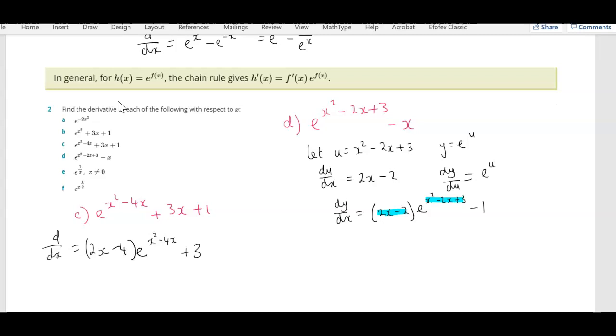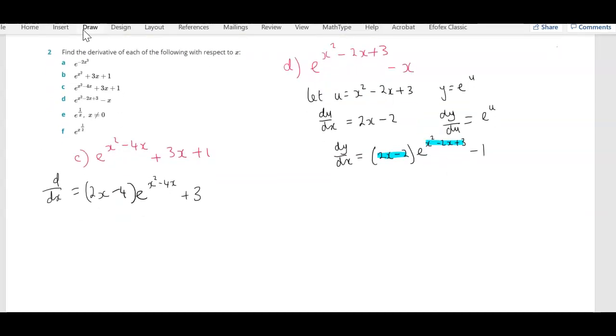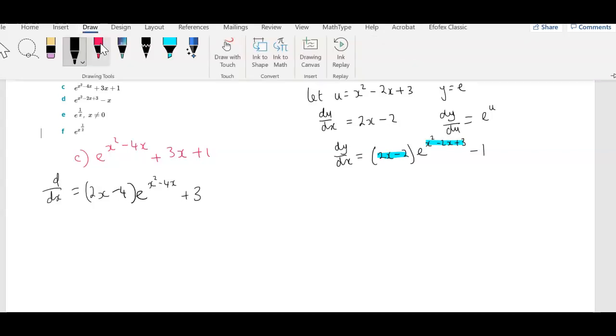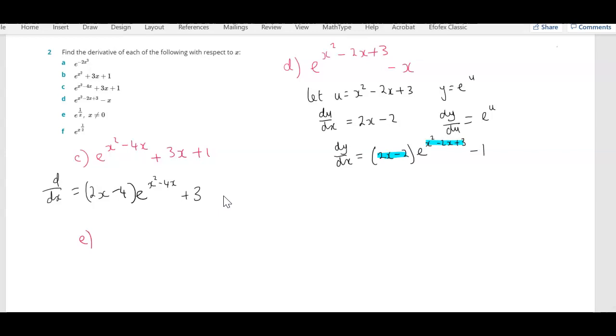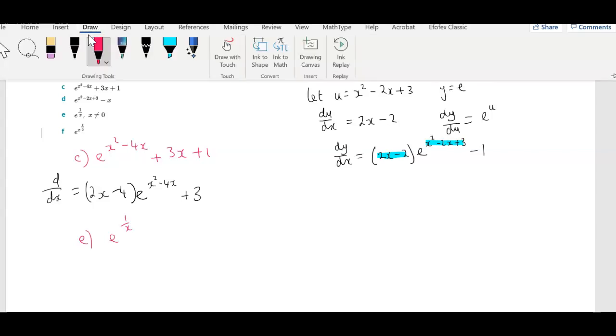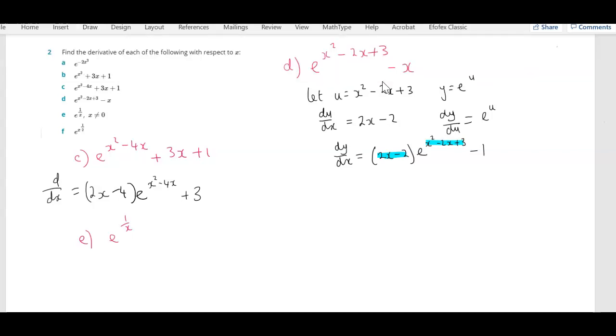All right, just looking to see, let's just do E, because we've got something a little bit different. So e to the power of 1 over x. It does say x can't equal 0. That just means because if it was equal to 0, then that power would be undefined. Okay, so that is the same as e to the power of x to the power of negative 1.